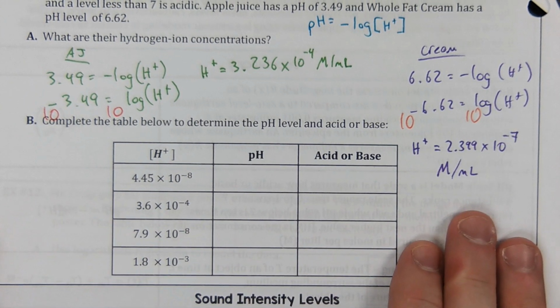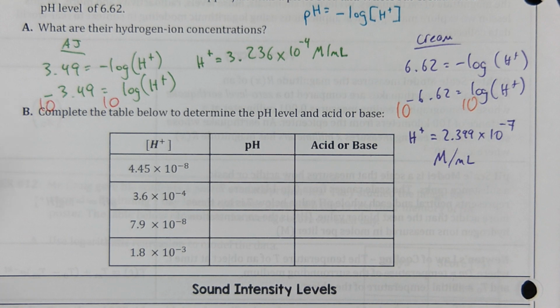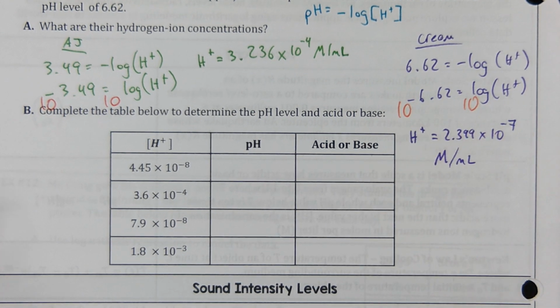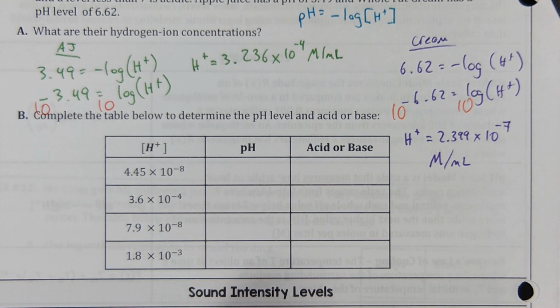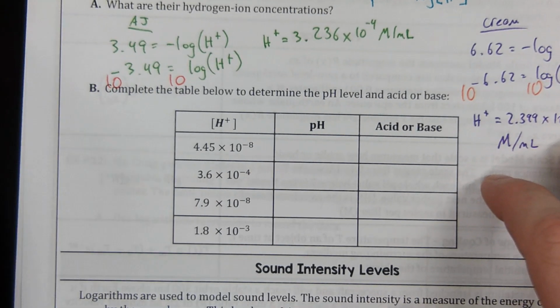So for part B, we're just supposed to fill out the table and then identify if it's an acid or a base. Basically, what that means is whether the number is bigger than 7 or less than 7. And you know what? I don't feel like typing all these in. Oh, I don't really have a choice, do I? All right. Well, poo.